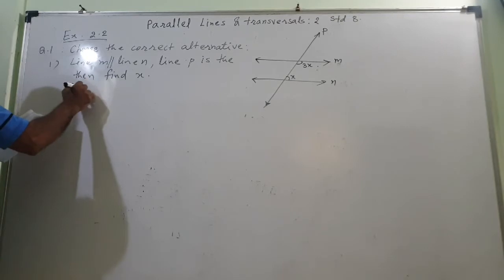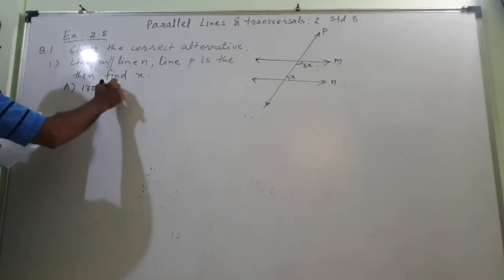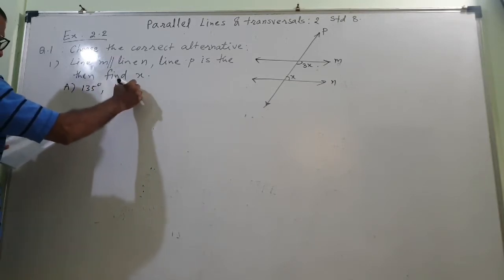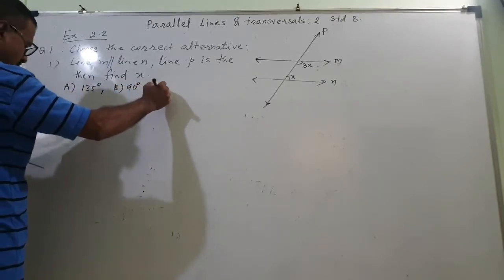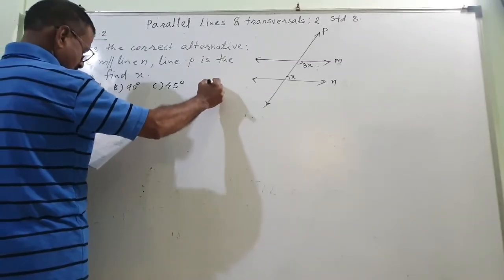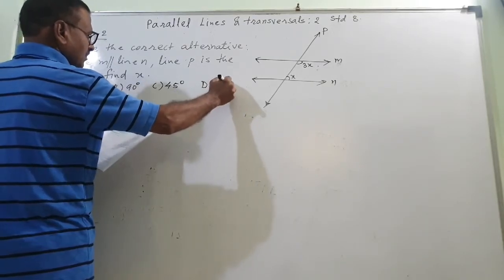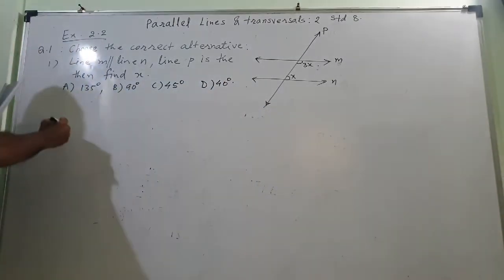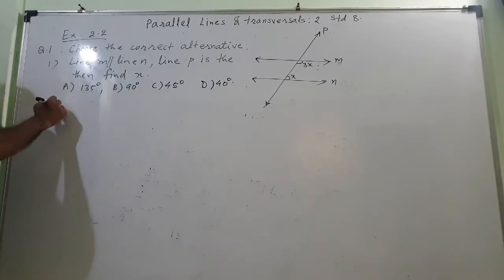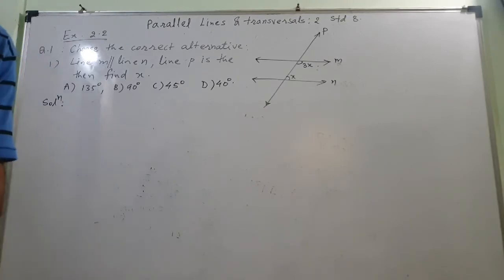A 90 degree, 135 degree, B 90 degree, C 45 degree, and D 40 degree. So which is the correct option? Solution, just in the examination we don't have to solve. In the rough work you can solve.